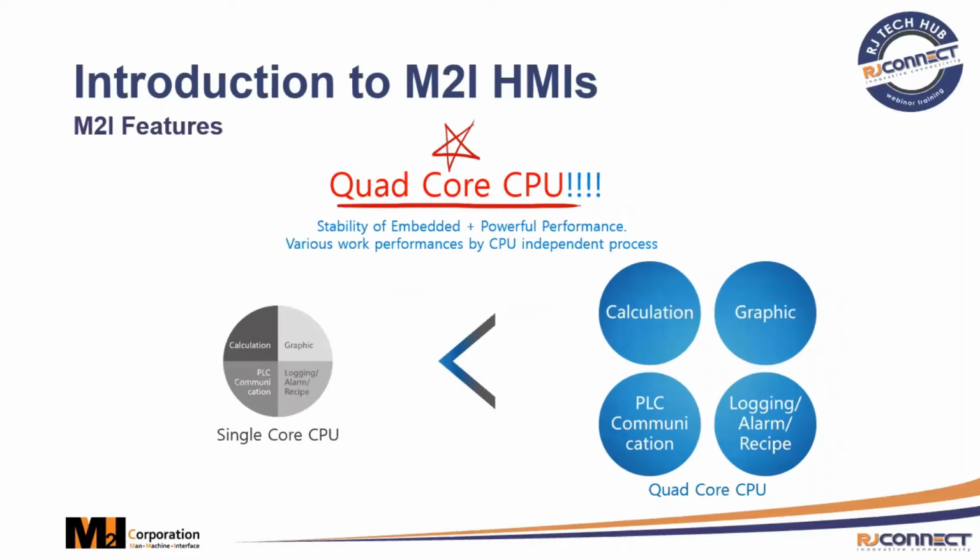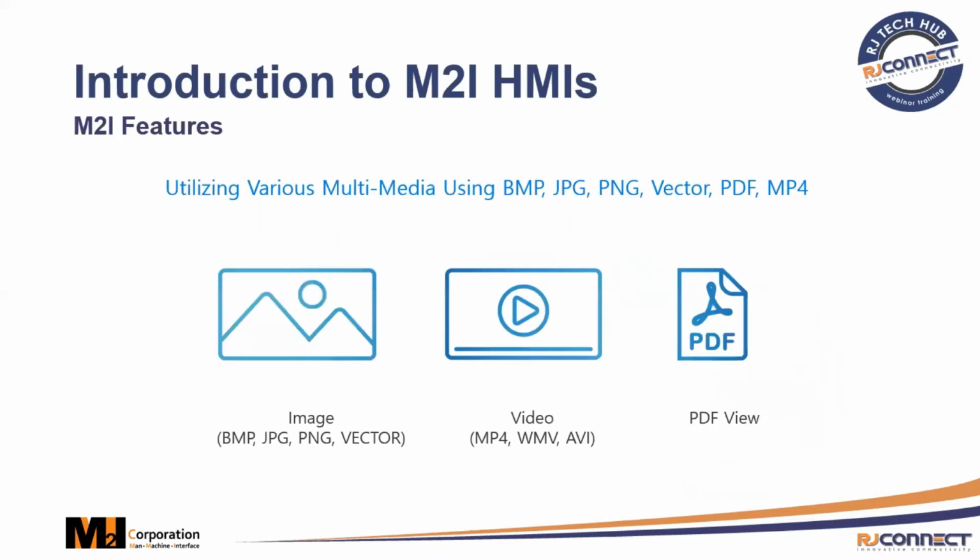Now, the quad-core CPU, what does that mean? It gives us greater stability when we want to control our process. With a quad-core CPU, each process can be divided per core, meaning calculation, graphics, PLC communication, logging and alarms, etc. can be handled by different cores. And this means that you would be able to have greater performance out of your HMI.